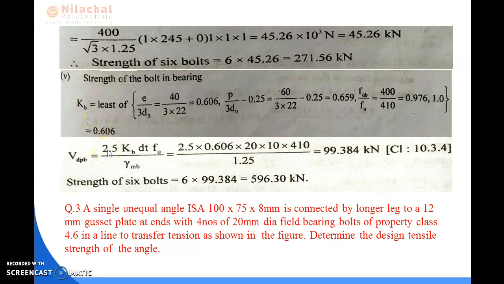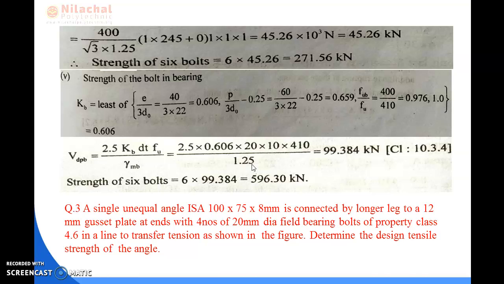So, now we will put this value over here. So, 2.5 into 0.606 into d, which is the diameter of the bolt, which is 20. Then t, which is the thickness of the plate, which is 10, and fu, which is 410 Newton per mm square, whole divided by gamma mb, which is 1.25. By calculating all this, we got the value 99.384 kilonewton.